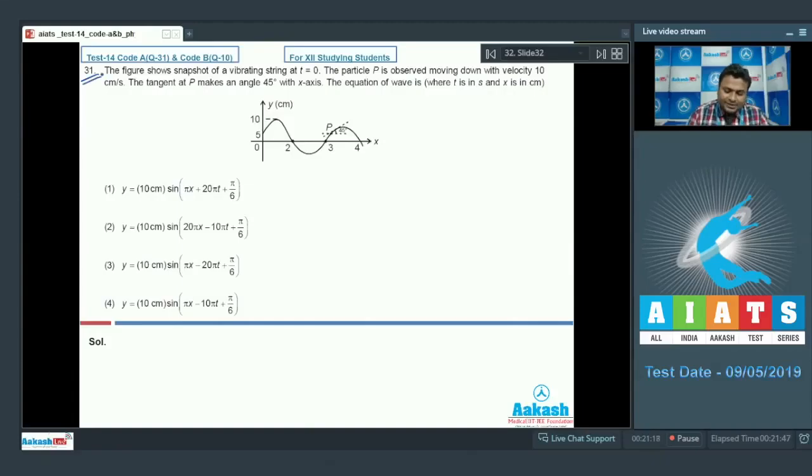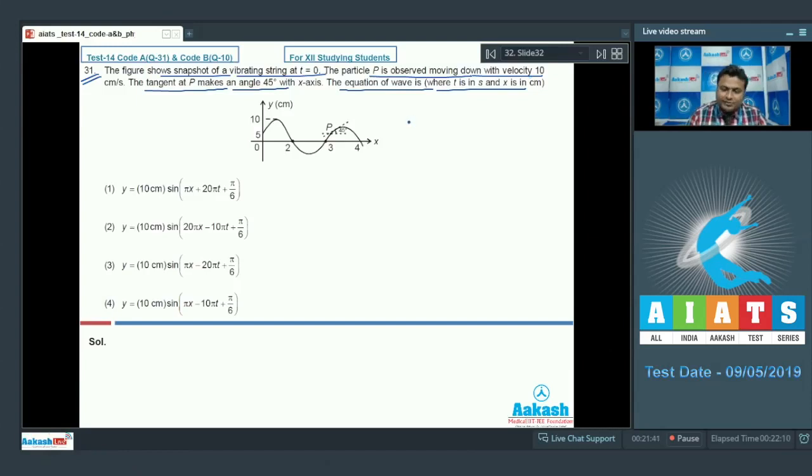So here is question number 31, everyone. The figure shows the snapshot of a vibrating string at time t equal to 0. The particle P is observed moving down with velocity 10 cm per second. The tangent at P makes an angle 45 degree with x-axis. The equation of wave, where t is in s and x is in centimeter, will be what?